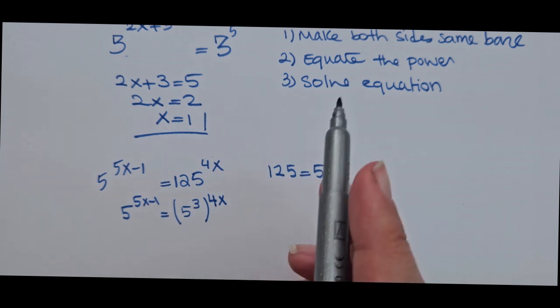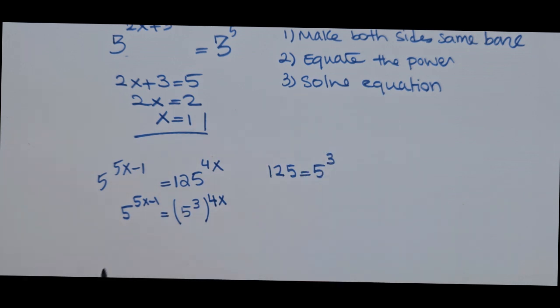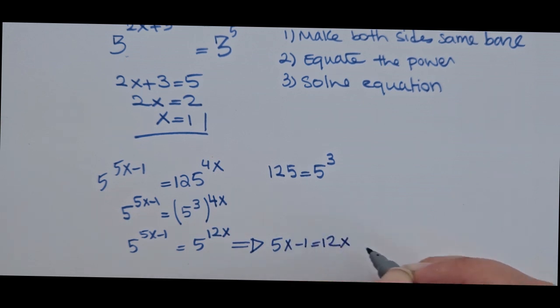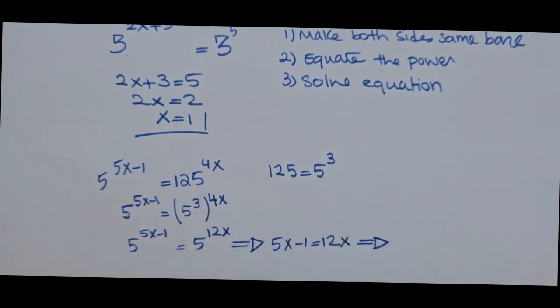That means the powers should be equal. So let's simplify it. 5x minus 1. On this side, 3 times 4x is 12x. Then the two powers should be equal, and you end up with a linear equation. And if you solve this linear equation, the final answer would be negative 1 over 7. That's the final answer.